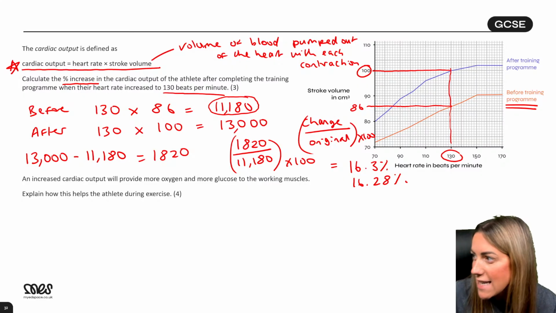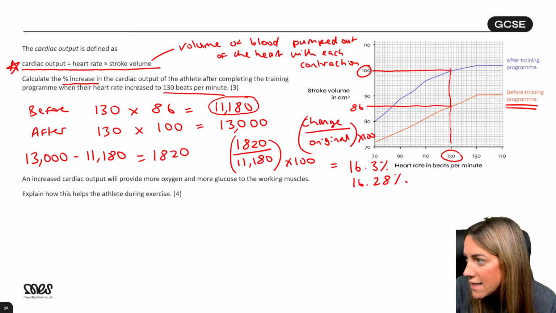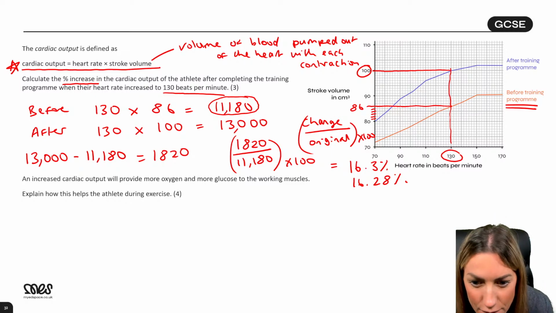Okay. How did you get 86? I read it off the graph here. 81, 82, 83, 84, 85, 86. I read it off the graph.